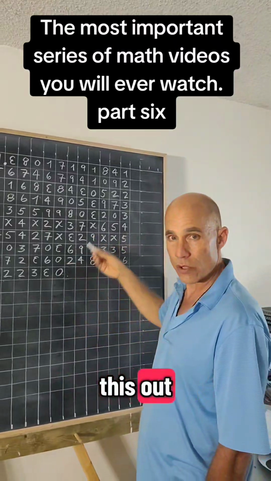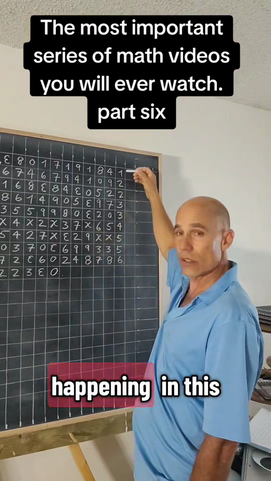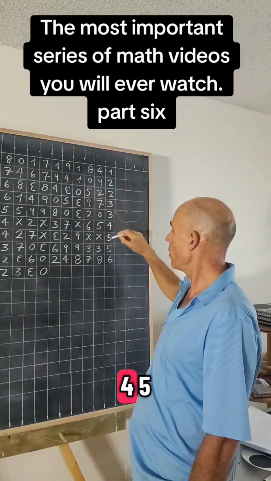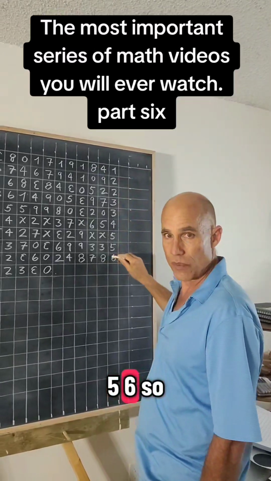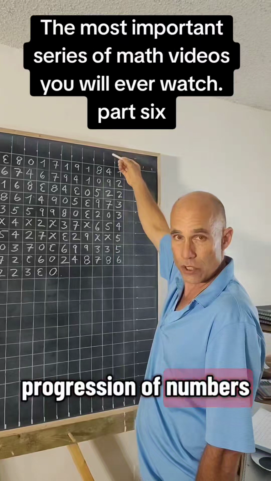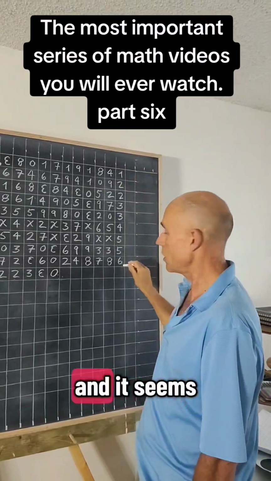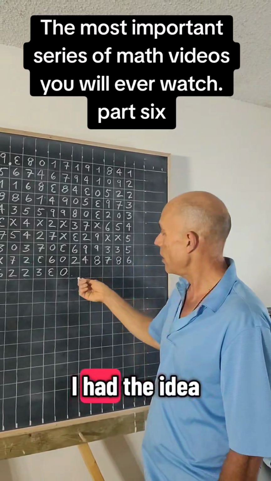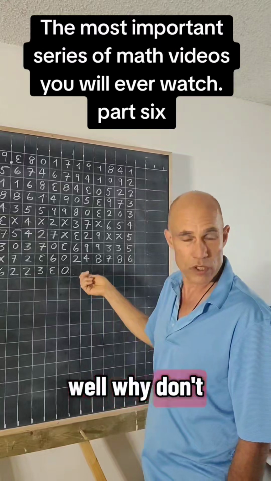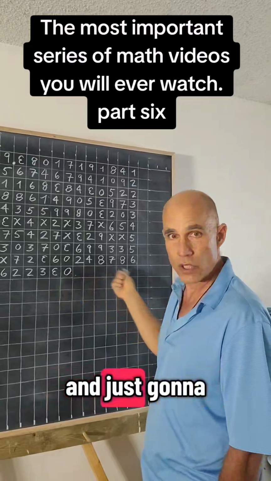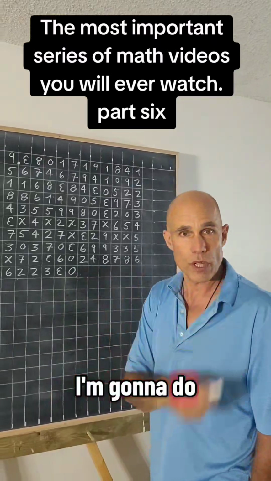And when I wrote this out, I noticed something happening in this row here. We got 1, 2, 2, 3, 3, 4, 5, 5, 6. So it seems like we've got sort of an odd progression of numbers starting at 1, going to 6, and it seems like we're halfway to somewhere. And so then I had the idea, well, why don't I just write that whole number out again, starting right here, and I'm just going to keep going. So that's what I'm going to do for you.